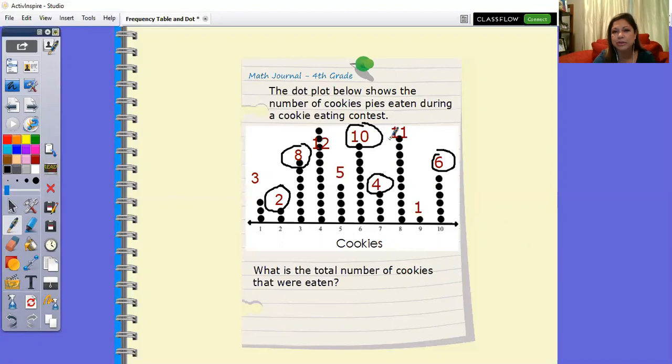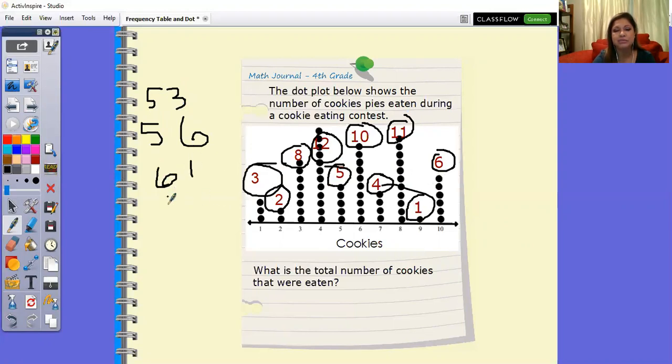I see that I have 2 more in the tens place, so 40 and 50, but don't forget the 1. So 51, 52, 53. So far I have 53. Plus 3 would give me 56. Plus 5 would give me 61. Plus 1 would be 62. So the total number of cookies that were at the cookie contest was 62. And I would write my answer in a complete sentence saying the number of cookies that were eaten was 62 cookies. And that's how I would do that.